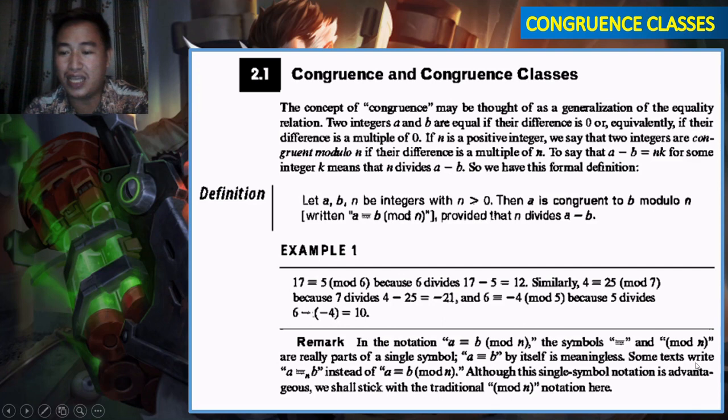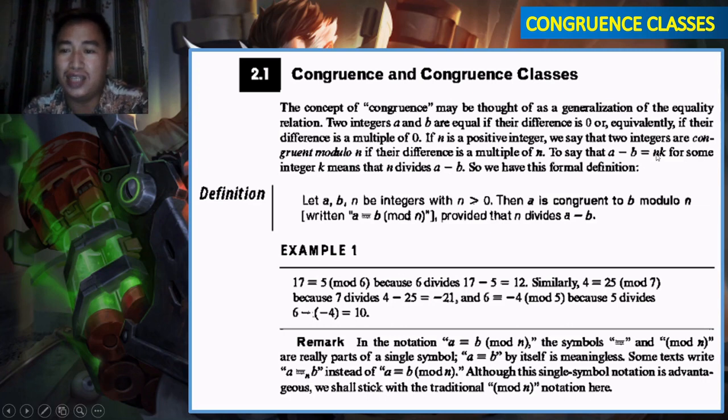Some texts write a is congruent to b with n written below the symbol, meaning mod n. So instead of a is congruent to b mod n, some other books write it that way, but we will use the other notation. Although this single symbol notation is advantageous, we shall stick with the traditional mod n notation here.